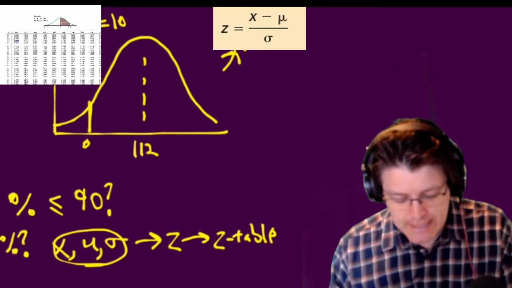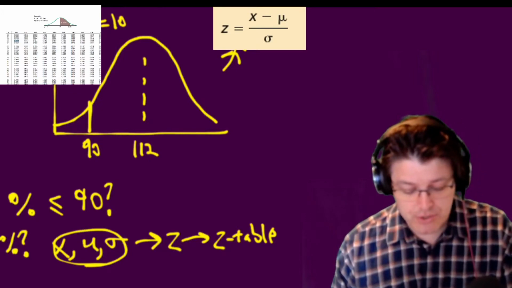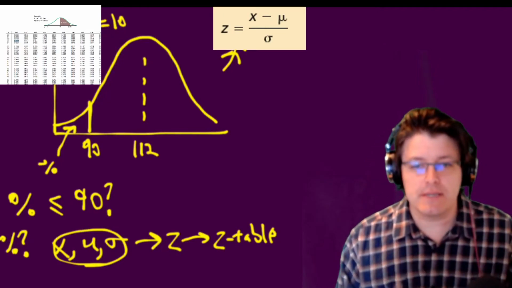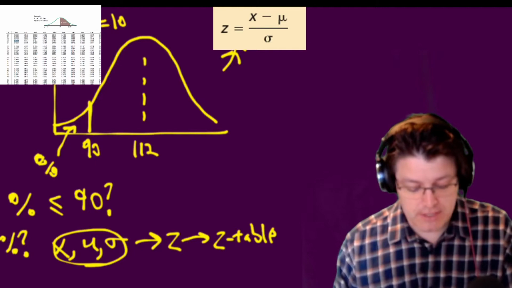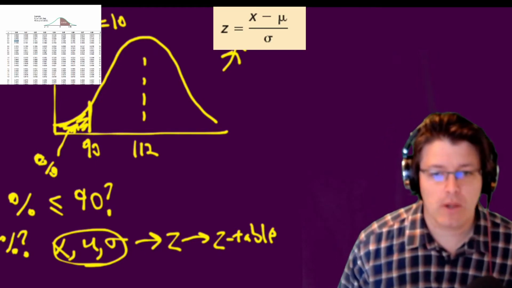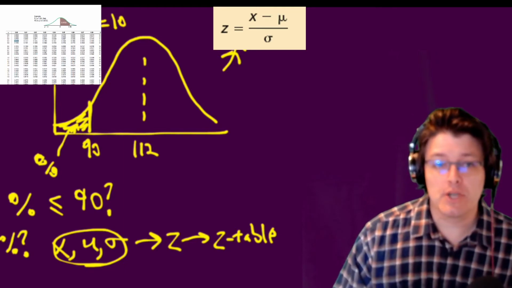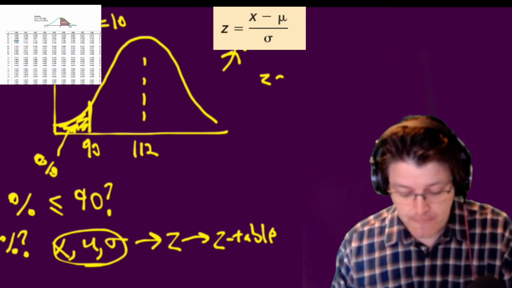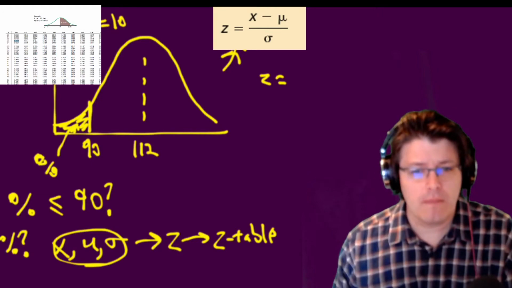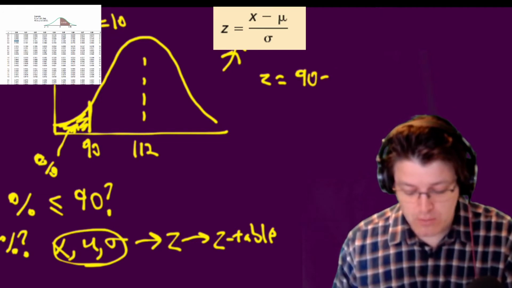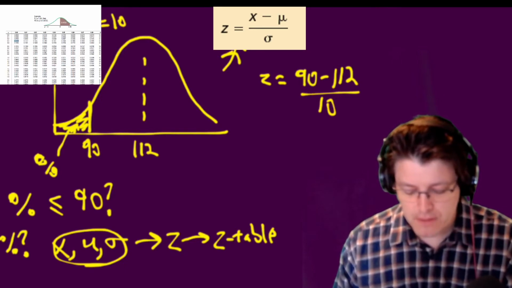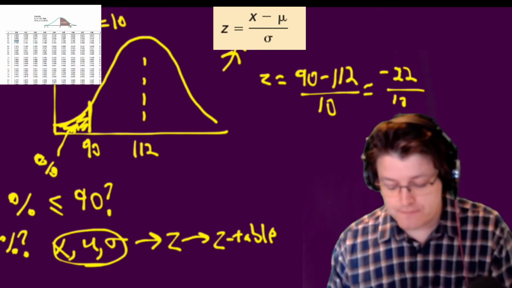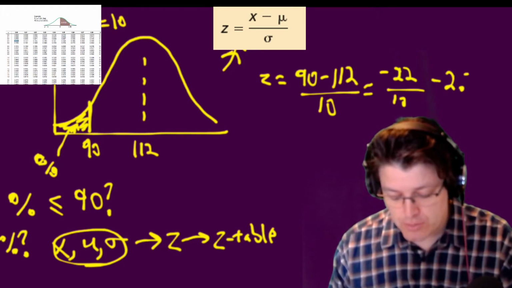We have some value here at 90. What are we actually interested in? We're interested in what percent is in this range down here, below 90. Okay, that's what we're trying to find out. So let's plug it into the z formula. So z is 90 minus 112 over 10. So we get a z-score here of negative 22 divided by 10, or negative 2.2.